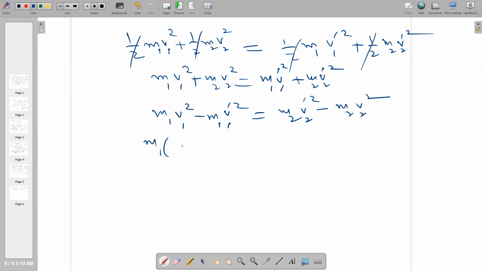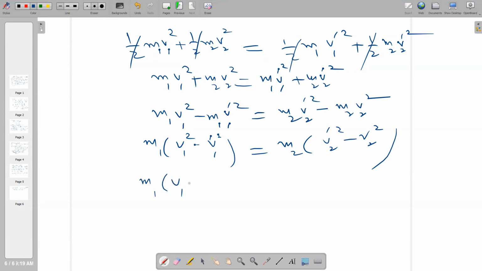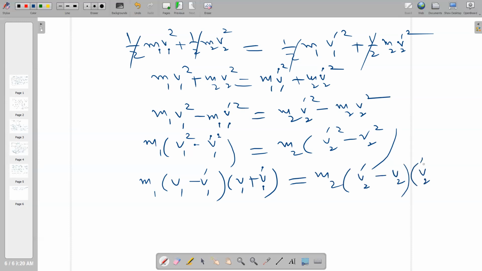Now I take common: m1 times v1 square minus v1 dash square is equal to m2 times v2 dash square minus v2 square. So I can make it v1 minus v1 dash into v1 plus v1 dash. I apply the formula a minus b into a plus b, is equal to m2 into v2 dash minus v2 into v2 dash plus v2. So my equation number 3 is this one.